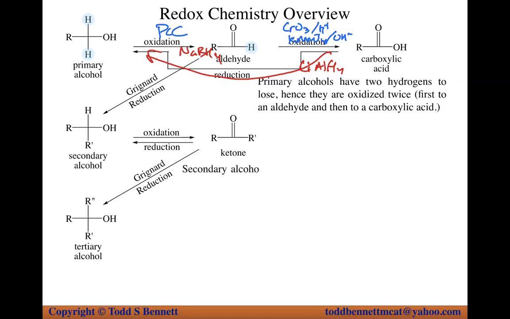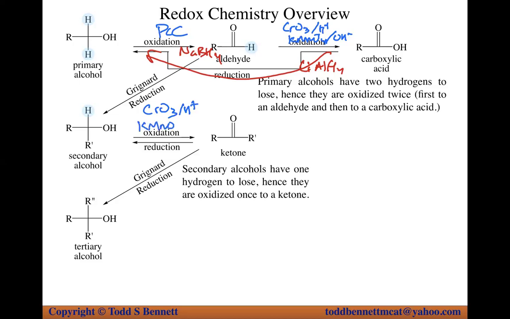Okay, secondary, only one H to lose, so only one oxidation step. And again, we can use CrO3 and acid. We can use KMnO4 and base. And as we go, we'll keep on adding other reactions. So for specialized conditions, acid and base are specialized, but for other specialized conditions, we'll develop specialized reagents as needed. It has one H to lose, so you get a ketone, and to go back the other way I'm going to put sodium borohydride because, again, my goal is to use the least reactive reagent I can.